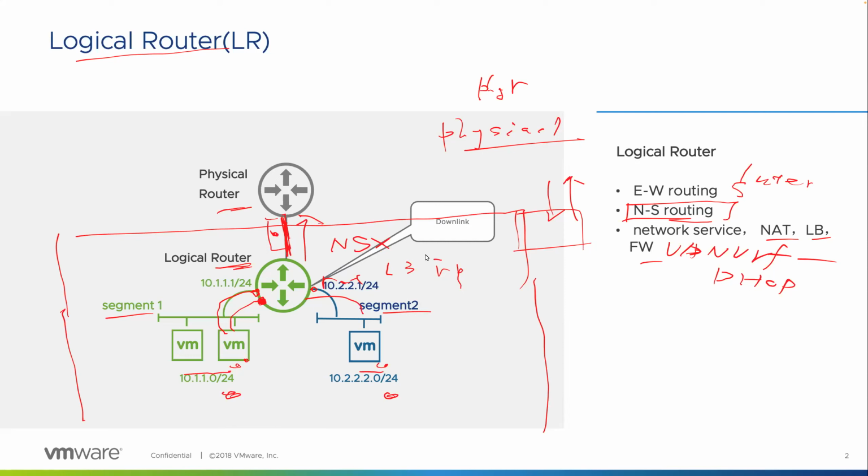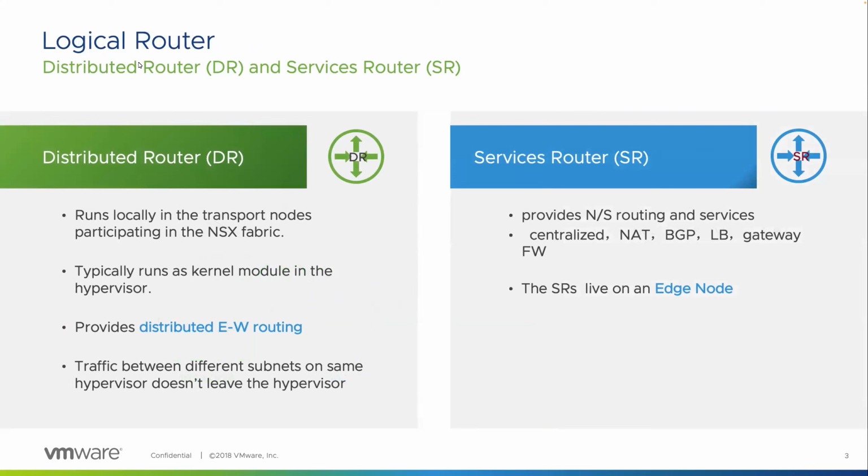I also have some terminology, but it's not very critical for you to understand the whole system. For example, downlink means the link down to the VMs, and uplink, generally, means the link that goes to the physical router. That's it. So let's take a close look at the logical routers.